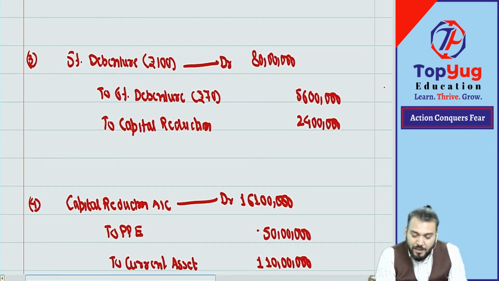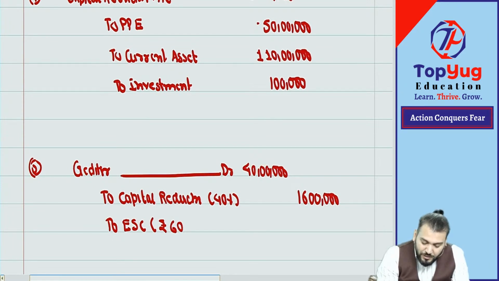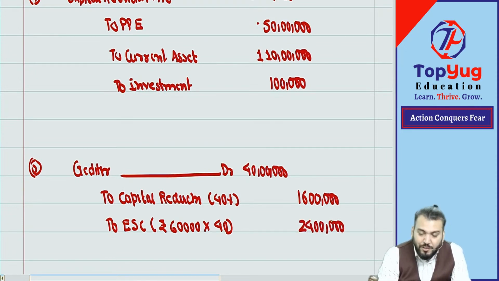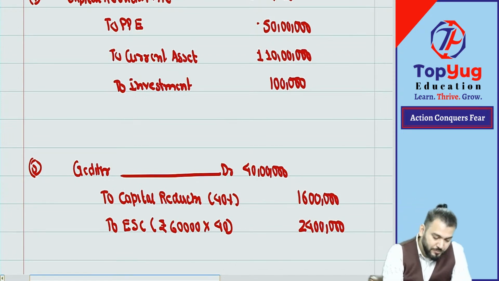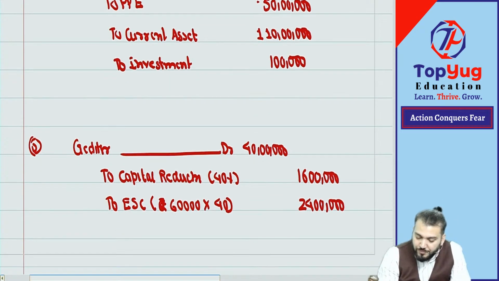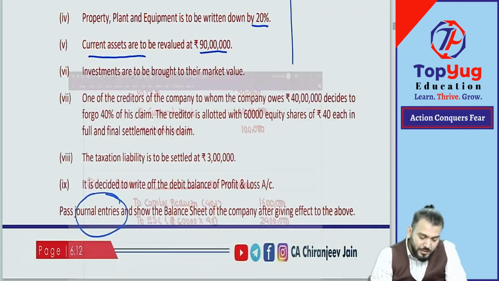So how many shares have they allotted? 60,000. So 60,000 into 40 is equal to what? So you can see it becomes total 40 lakh, means we are doing correct only. Understood? This type of information is normally given in the question.